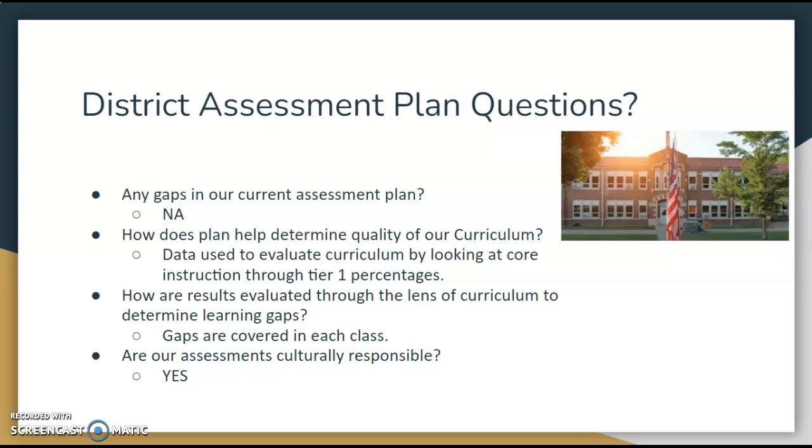And this kind of goes hand in hand with our next question. How are results evaluated through the lens of curriculum to determine learning gaps? We evaluate that data and we look and see where our gaps may be, and then our gaps are covered up in each of our classes. Are our assessments culturally responsible? Absolutely yes, they are.